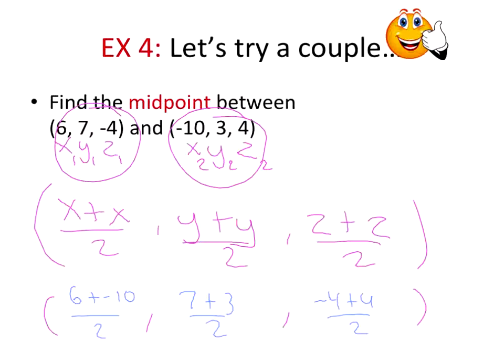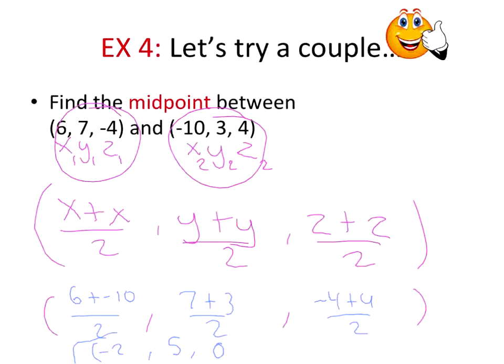So let's work out what we get. So for x, 6 plus a negative 10 is a negative 4. Negative 4 divided by 2, negative 2. Next, 7 plus 3 is 10. 10 divided by 2, 5. And lastly, negative 4 plus 4 is 0. 0 divided by 2, 0. So this would be your midpoint.